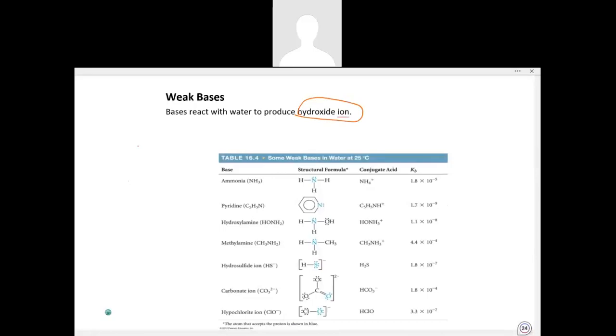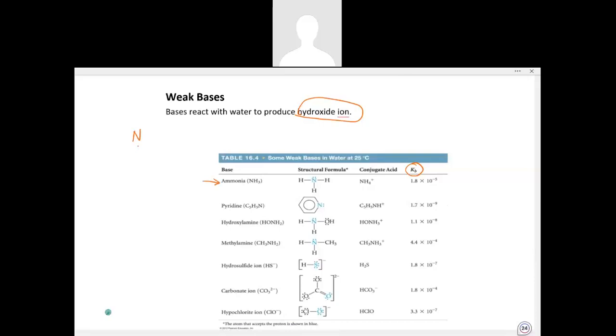So let's take a look here at some common weak bases we may encounter, and instead of Ka values, they will have Kb values. So the same way that Ka tells us a weak acid dissociation constant, or the percent that will ionize at the end, we can utilize Kb to tell us how much our weak base, such as ammonia here, would ionize in solution.